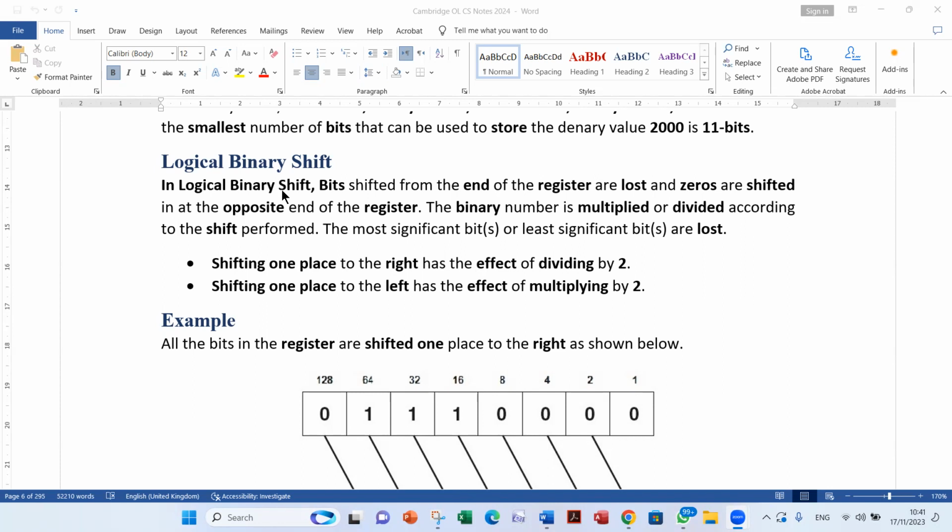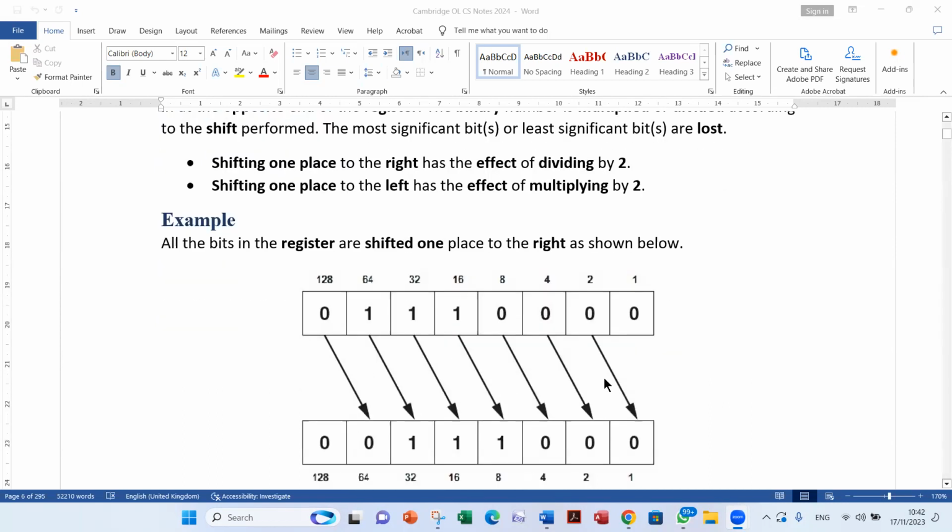Logical binary shift. Let us read the definition, because I would like you to do it exactly as defined. It is very simple. I just want to warn you about one little thing. In logical binary shift, bits are shifted from the end. This is a shift to the right. This one goes in here, this one goes in here, this one goes in here, and this one goes where it is lost. Here you will have an empty place. You fill it with 0.